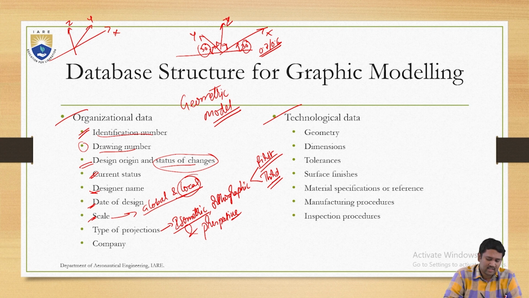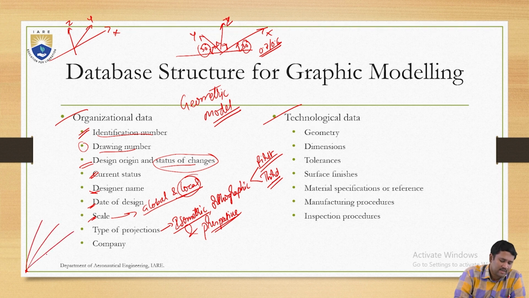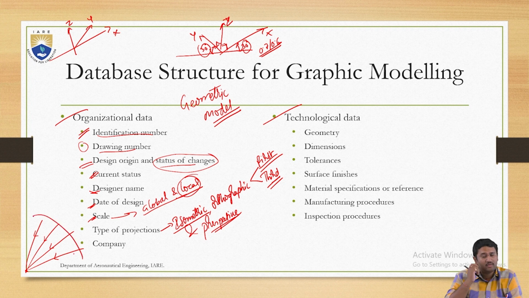And the third one is your perspective projection. Perspective is from a corner or from one point of seeing how all the other elements are visible. Based on that, you will be creating a view.